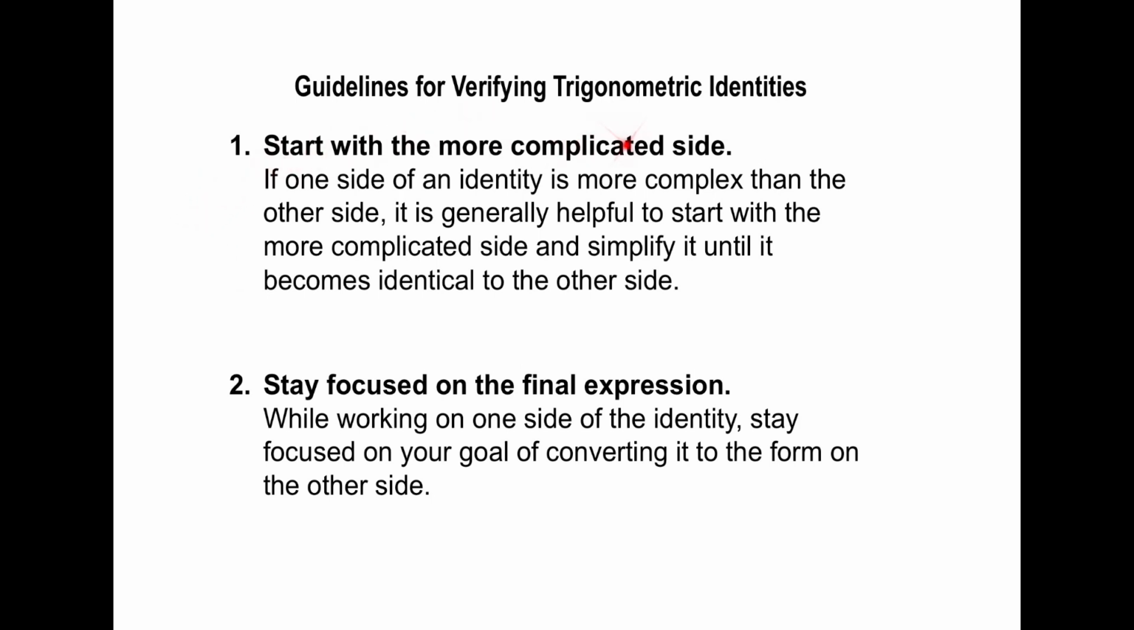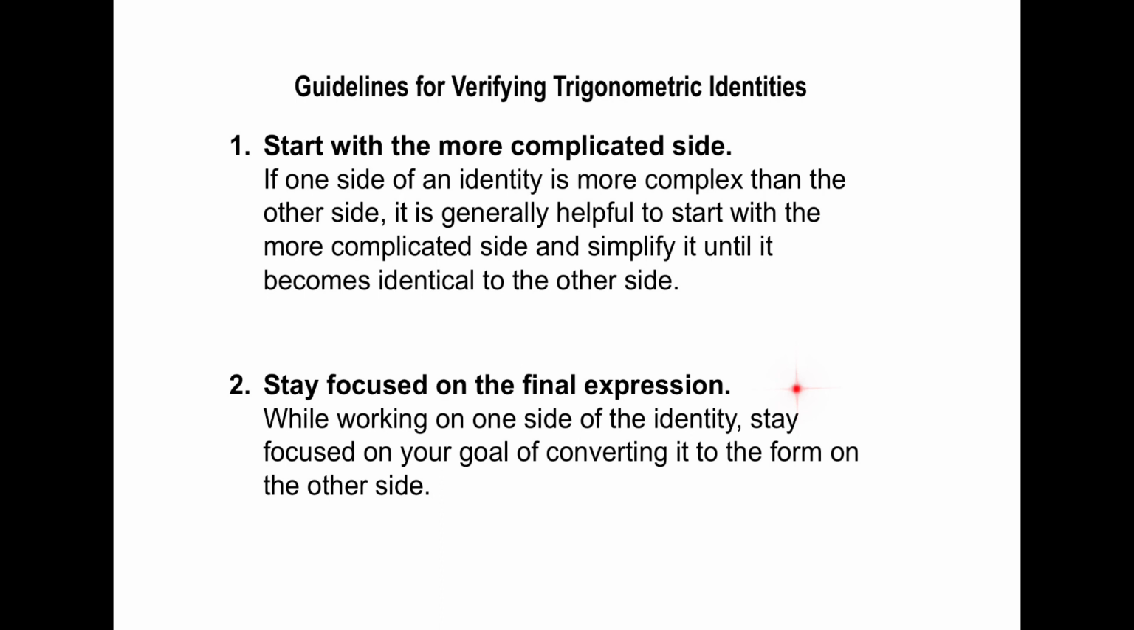Number one, start with the more complicated side. This is one that we use quite often. In many identities, one side you could say is a little more complex: terms that are separated by pluses and minuses, squares, and so on and so forth. What we generally want to do in mathematics is make things as simple as possible. So sometimes we'll start with the more complicated side. It's easier to put those together more, to construct them to look like the less complicated side. And in doing so, if we can do that, we've verified their equality.